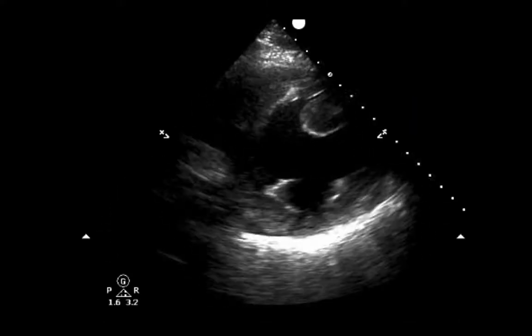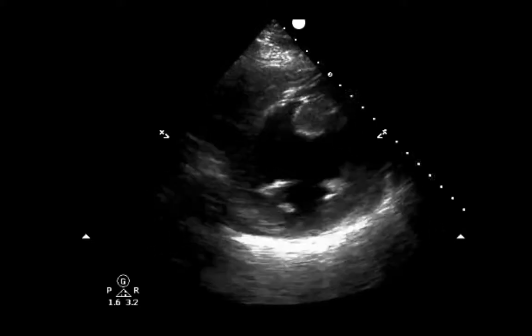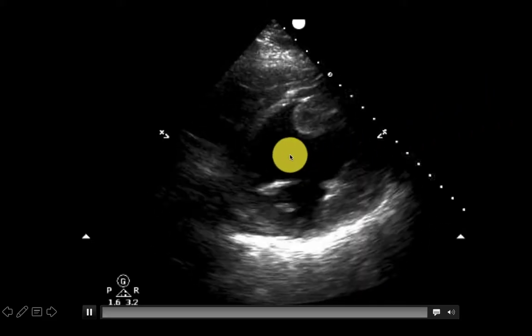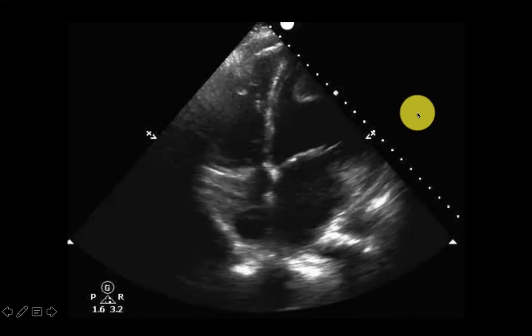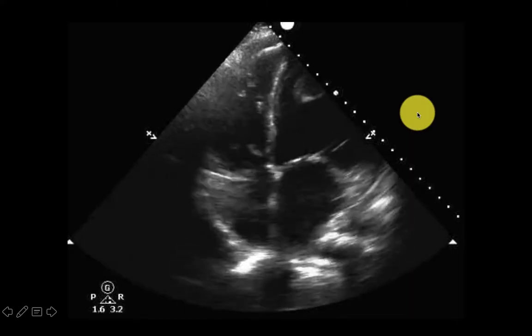Here's the same heart in the parasternal short view. So you'll notice that the walls of the LV and the cavity size of the LV are hardly reducing in size. And here's the same heart in the apical four-chamber view.